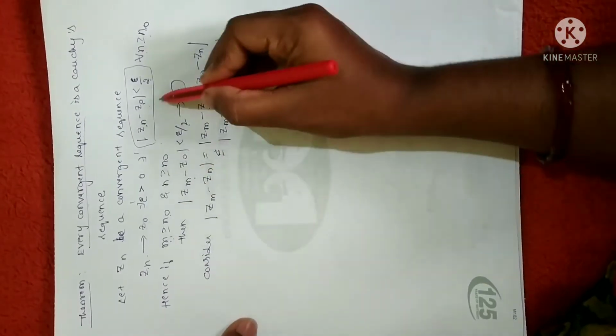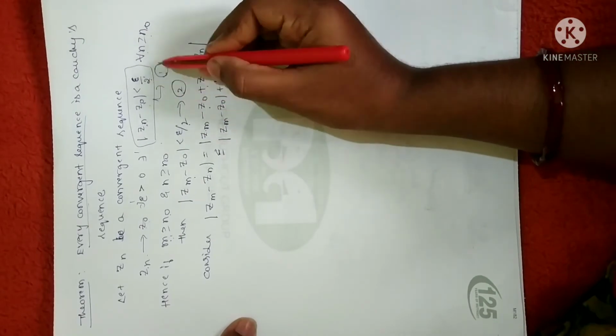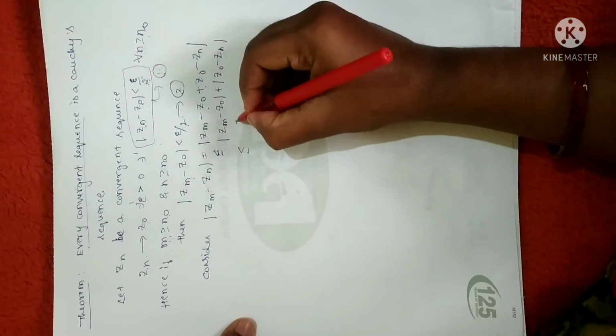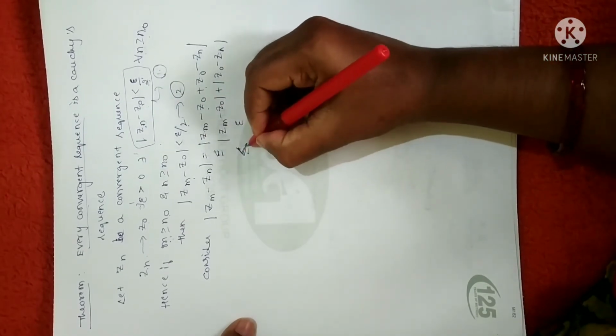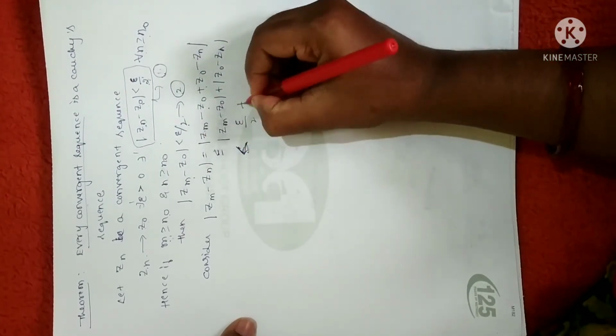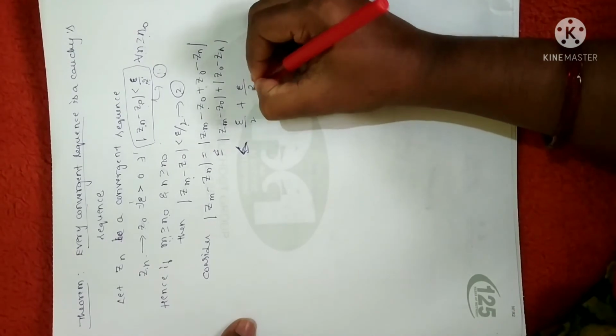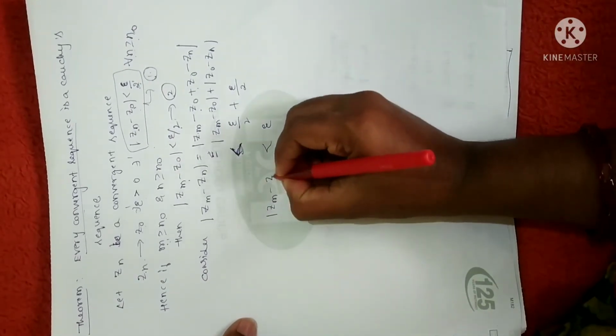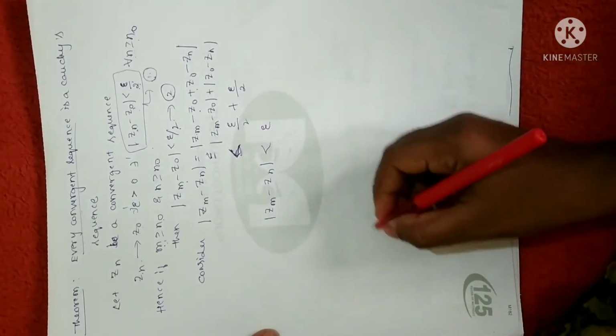Now, from the equation, let me take this as equation 1. Look at equations 1 and 2. So the magnitude of Zm minus Zn is less than or equal to epsilon by 2 plus epsilon by 2. When you add this, you will get epsilon. That is, the magnitude of Zm minus Zn is less than epsilon.